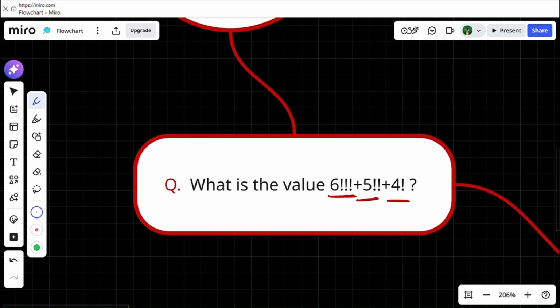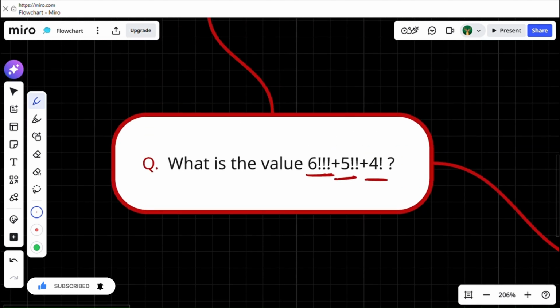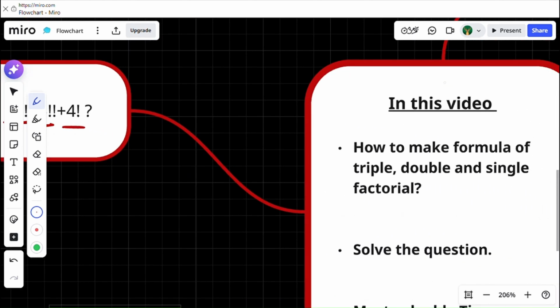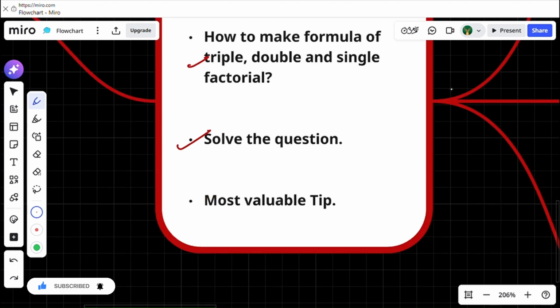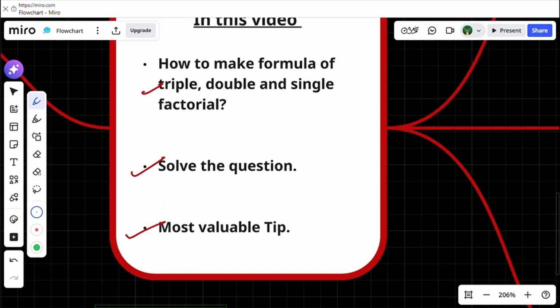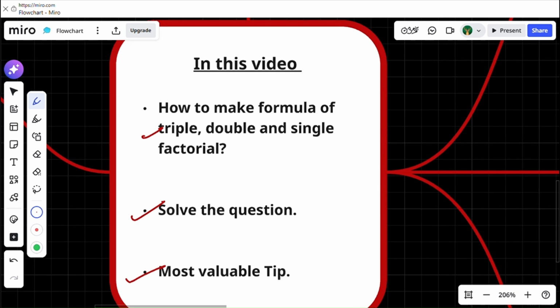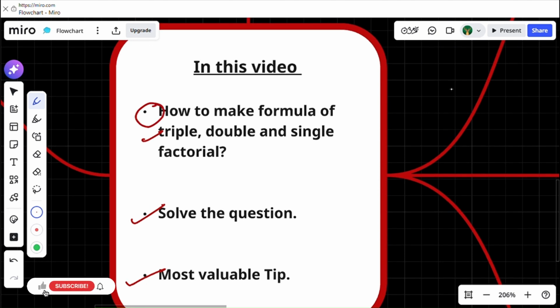So we can solve the question, but you can pause the video, solve this and comment to me. In this video I will explain how to make the formula of triple, double and single factorial and solve the whole question, and at last I will give you the most important advice. So we can start with the first part: how to make the formula of triple, double and single factorial.